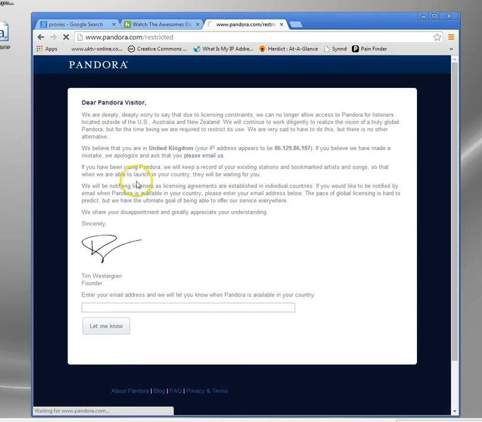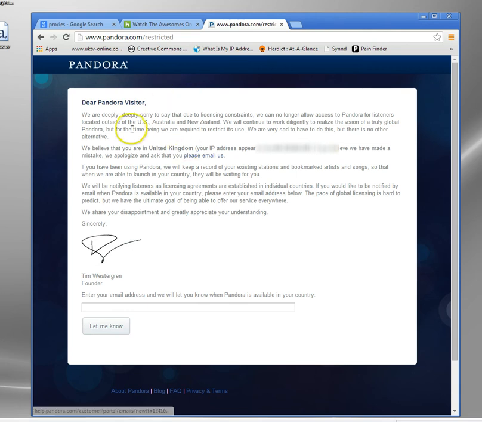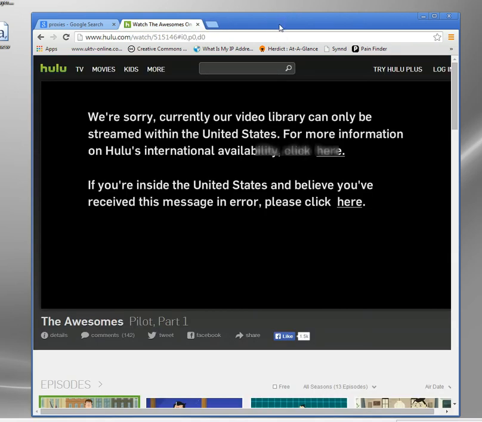blocked by them all. Here's Pandora. It's a brilliant radio sort of jukebox online thing. This one also looks up my IP address. It says you're in the United Kingdom, which I am, and then you're not allowed to access it. Okay. It's a bit of a pain.